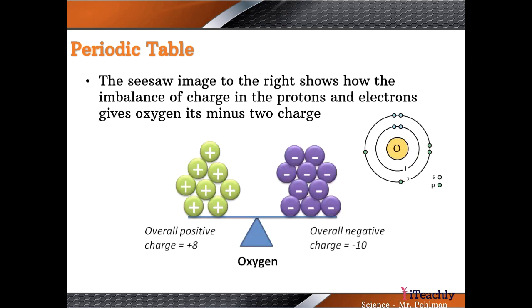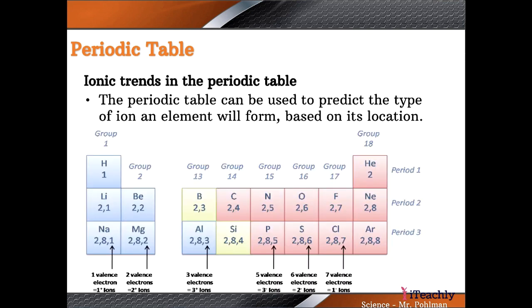So our seesaw here, if we're counting these up, you're going to have 1, 2 extra electrons that you add to this. 2 extra electrons, overall charge, -2. That's called an oxide ion once it's bonded with something else.